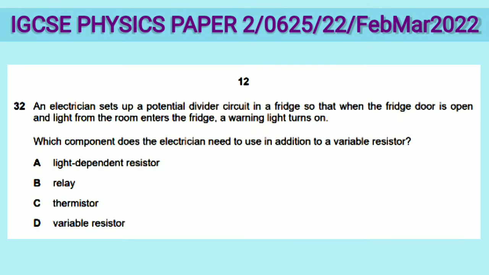Let's do question 32. An electrician sets up a potential divider circuit in the fridge so that when the fridge door is open and light from the room enters the fridge, a warning light turns on. Which component does the electrician need in addition to a variable resistor? Correct answer here is option A, light dependent resistor. This is required so that when fridge door is open and light from room enters the fridge, a warning light turns on.